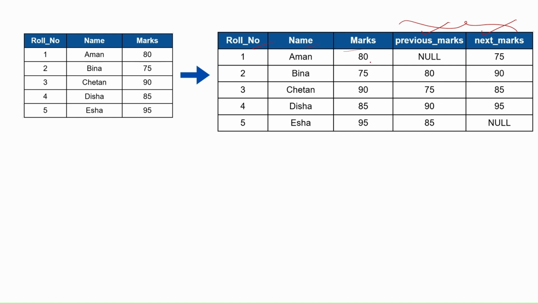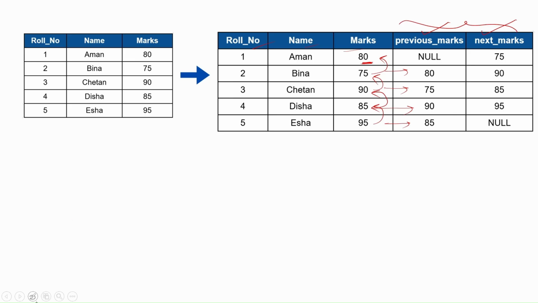So here if it is 80, we don't have the previous student, so the previous marks are null. For the 75, the previous student marks was 80. For 90, the previous student marks was 75. Similarly for 85, the previous student marks was 90, which was Chetan's marks, and similarly for 95, the previous student marks was 85, which was Disha's marks.